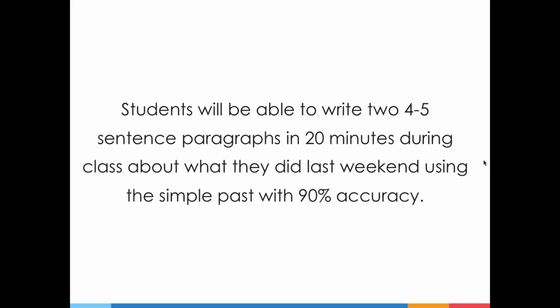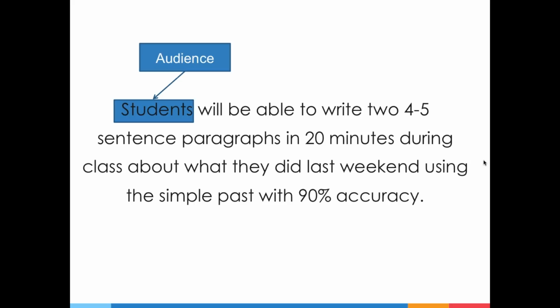We need to break this into pieces again because we need to know who the audience is, the behavior, the condition, and the degree. So again, the students are the audience. This is the easiest part, with the phrase "students will be able to."